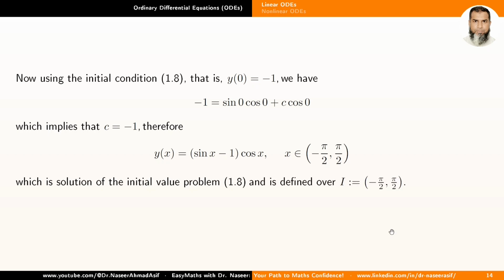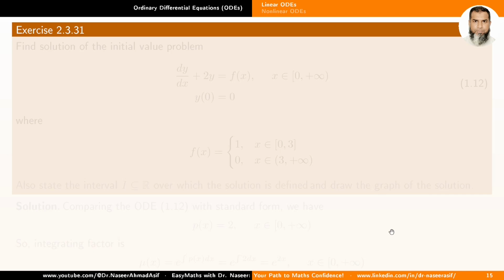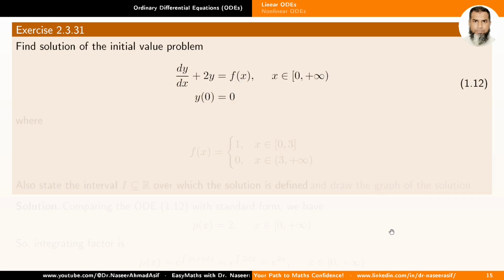and is defined over I is equal to minus pi by 2 to pi by 2 open interval. We'll see another exercise. Find solution of the initial value problem dy by dx plus 2y is equal to f of x, where x equal to 0 to plus infinity closed interval, and y at 0 is equal to 0, where f of x is equal to 1 for x equal to 0 to 3 closed interval, and f of x is equal to 0 for x equal to 3 to plus infinity open interval.